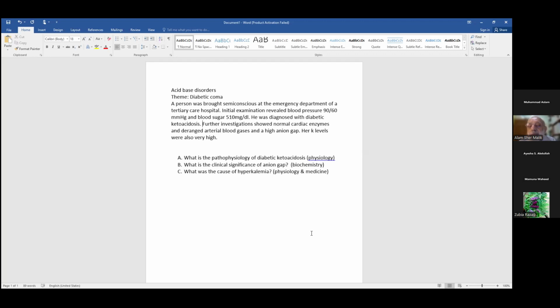Sir, I would just like to comment on this: the stem is very nicely written, but the questions could be answered without the stem. If it is the pathophysiology of DKA, then giving the diagnosis there would make the case irrelevant. But we can say, explain the pathophysiology of the illness in this patient. Yes, sir, we can remove this line.